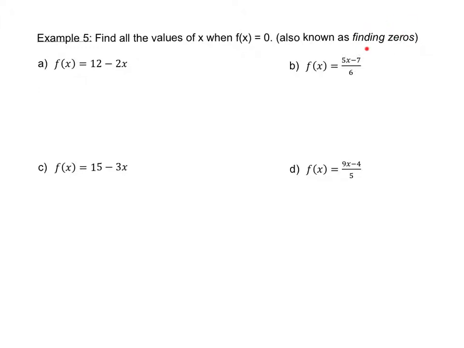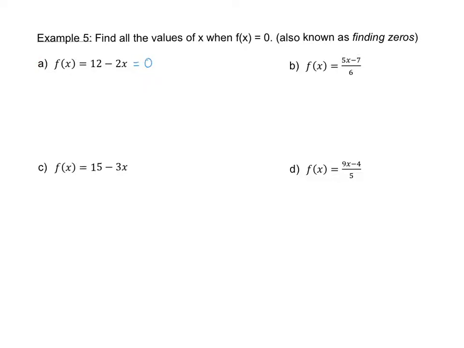So finding zeros is basically saying take your function, set it equal to 0, and find the x that causes the function to be 0. So that's pretty easy to first set up. All you're going to do is go to a function. So in part A, here's the function.